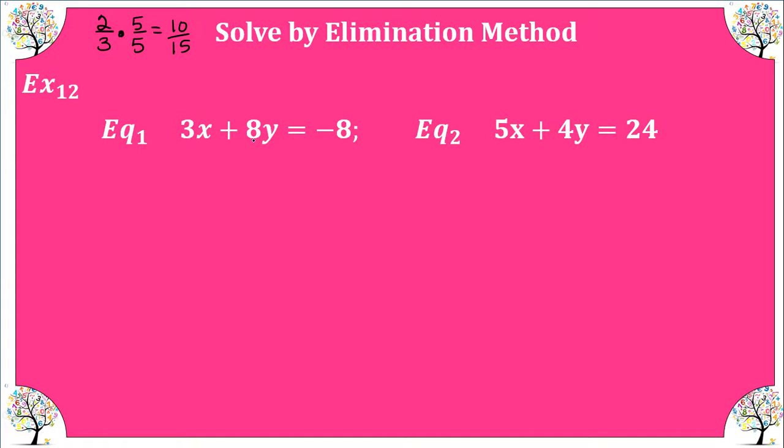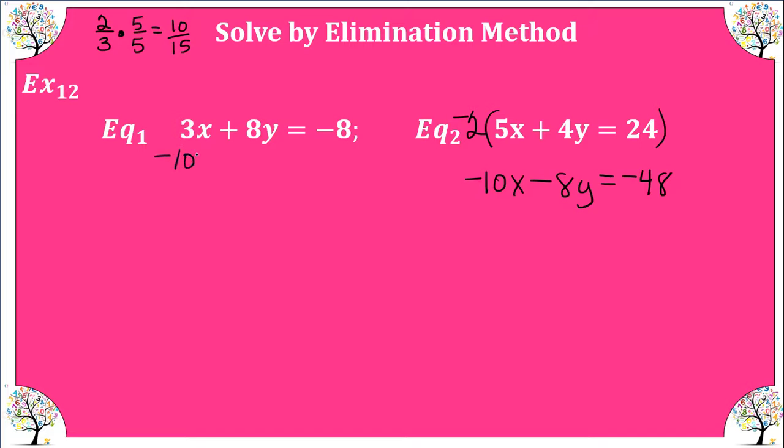So I could see that here we have 8y. If this term was negative 8y, that would be fantastic. And we can do that by multiplying by what we need to make it what we want. I want this to be negative 8y, so the y variables will cancel. So that means I need to multiply by a negative 2. So my new equation for the second one is going to be negative 10x minus 8y is equal to negative 48.